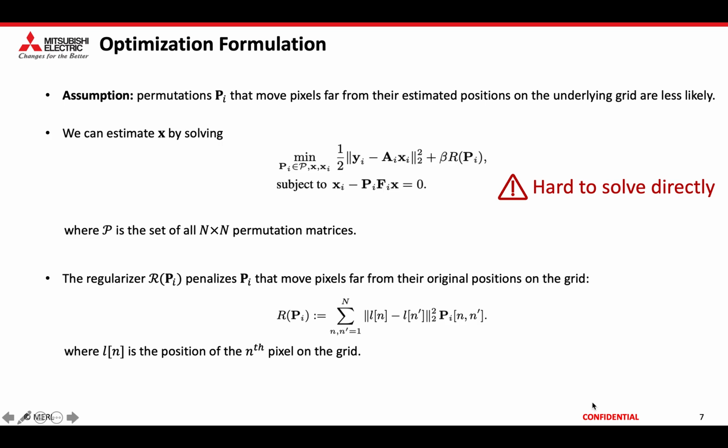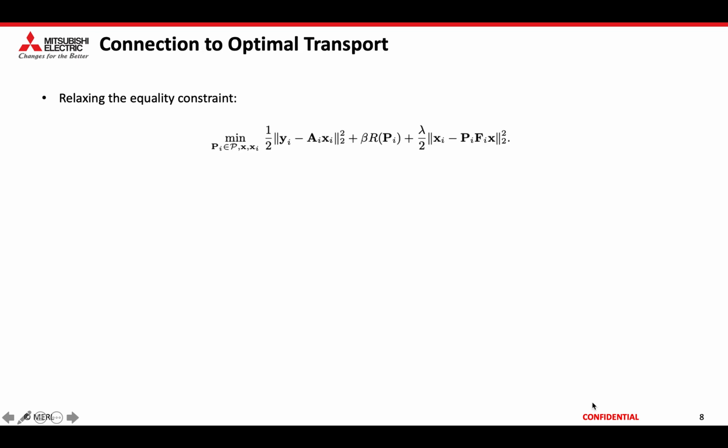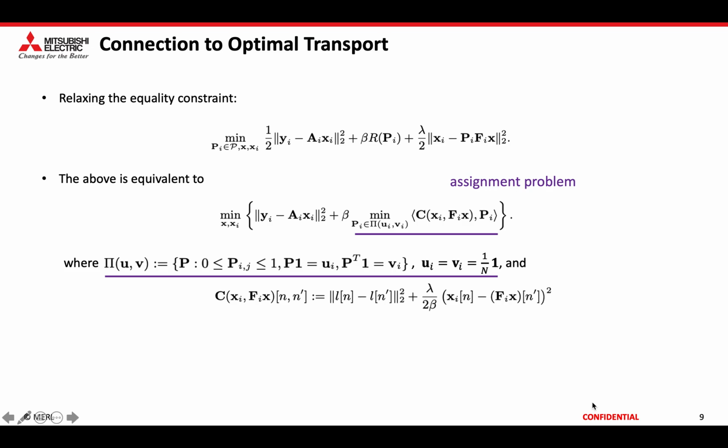In order to make the problem tractable, we will relax the equality constraint and relate it to the optimal transport problem, for which many efficient off-the-shelf algorithms are available. Specifically, we first relax the equality constraint to penalizing the squared L2 norm between the true motion and the predicted motion after the permutation correction. Then, after some basic manipulation, we can rewrite the relaxed problem in this new form. We notice that Pi is no longer constrained to be in the set of permutation matrices, but is obtained through an assignment problem, in which the optimal solution is a permutation matrix.